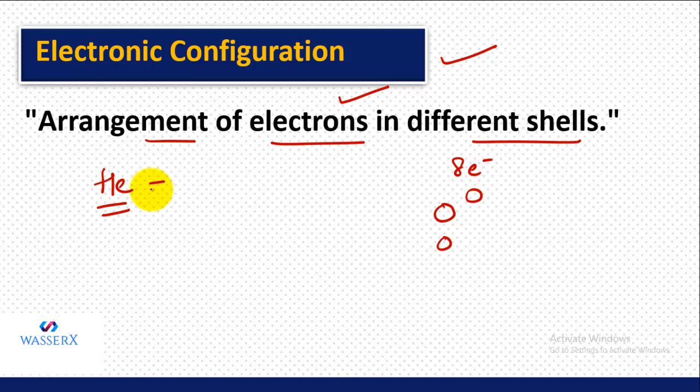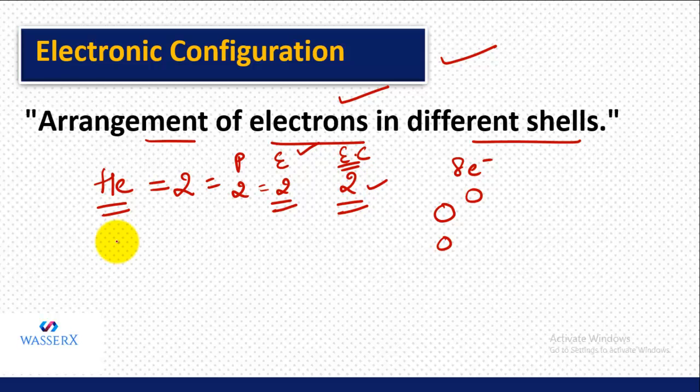the atomic number of helium is 2. So that means protons are also 2 and electrons are also 2. How am I going to write the electronic configuration for these electrons? It has 2 electrons, and we know that the first shell can accommodate a maximum of 2 electrons. So in this case, the electronic configuration is just 2.